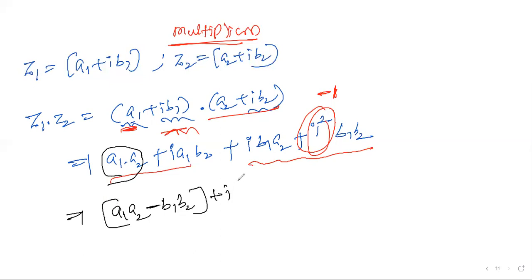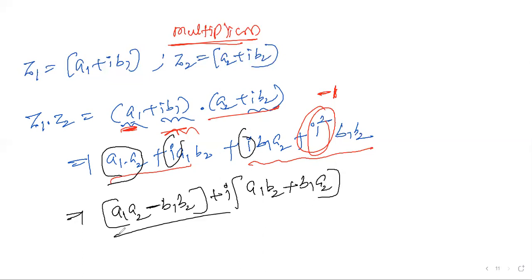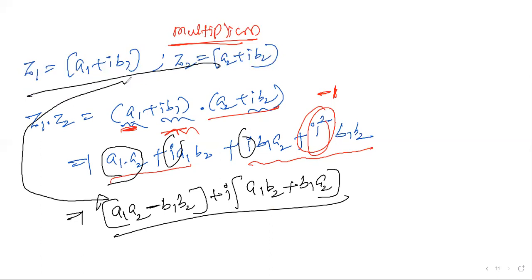Next, I take i as common in both cases here. What terms will be there? A1 B2 plus B1 A2. This is a direct formula when two numbers are given. If you ask, sir, how can I remember the formulas? That would be time wasting, so please do the process and in seconds you'll get the answer. That's why I'm deriving the formula, as given in the Telugu Academy textbooks.